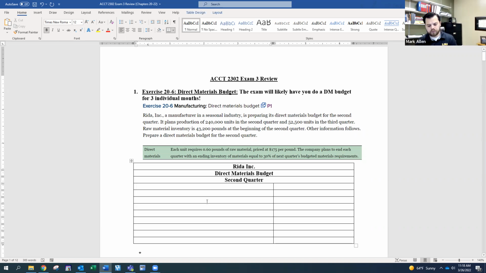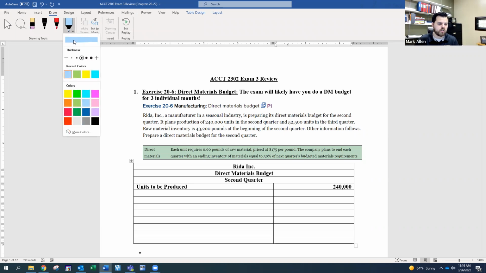So here we go. In this case, we're working on the direct materials budget. And remember, that comes in our line after the production budget, which means we know how many units we need to produce, which means that that's where we need to start. So units to be produced. In this case, we were told that's 240,000 units. And we were told that back up here in the actual text, which I think I skipped over, but let's go ahead and look at it.